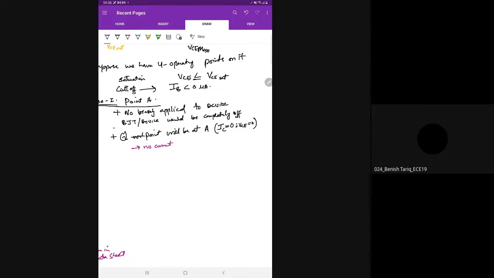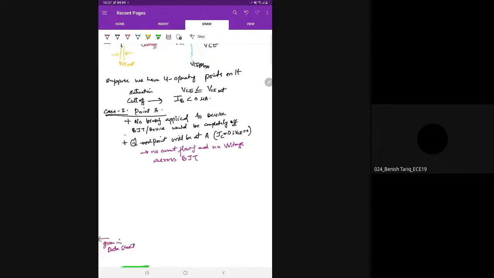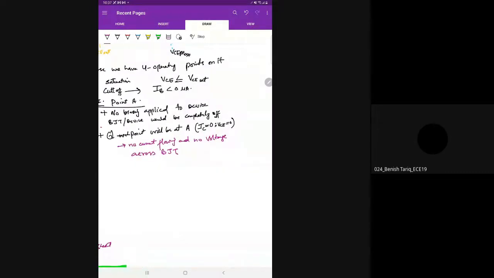No current flowing and no voltage across BJT. Please remember, in DC analysis we only consider DC power supply. हम AC को नहीं करते consider. So our BJT is like this. इसमें AC हमने नहीं किया है assume. This is our emitter. This is our base. This is collector resistance. This is VCC. VCC is basically biasing voltage.